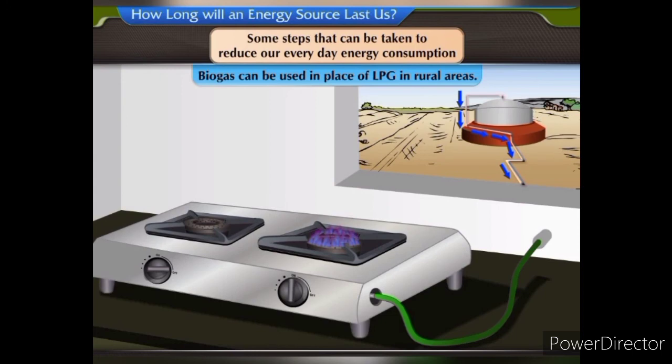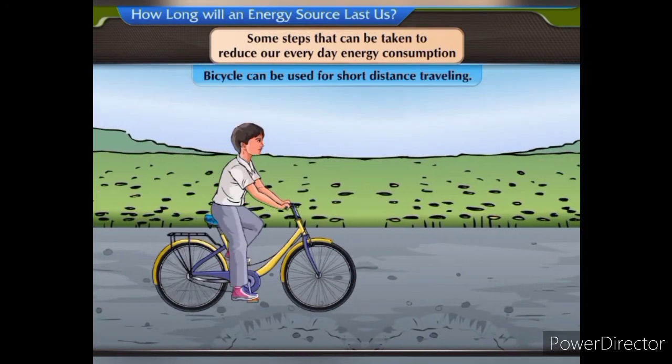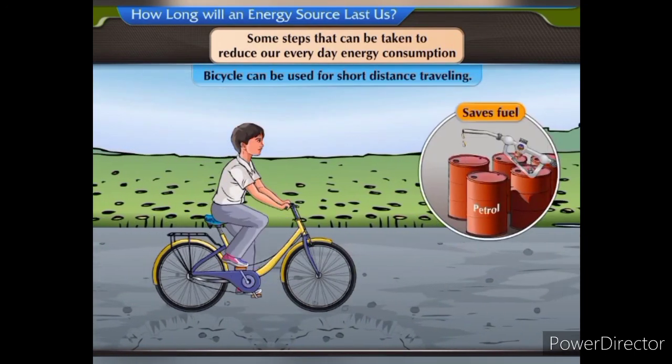Biogas can be used in place of LPG in rural areas. Bicycles can be used for short distance traveling. This saves fuel like petrol.